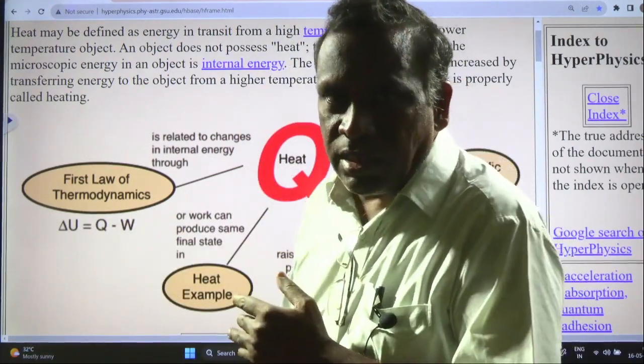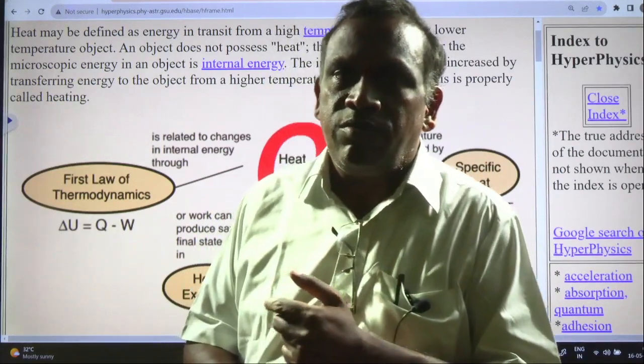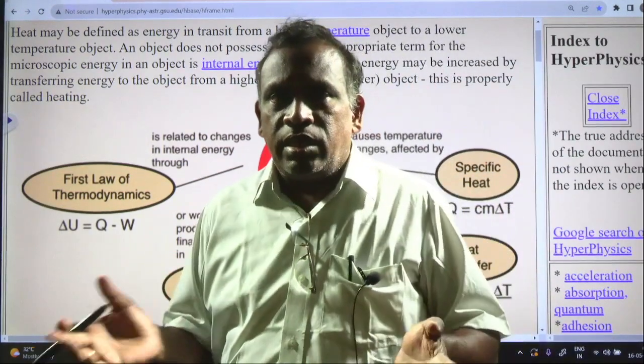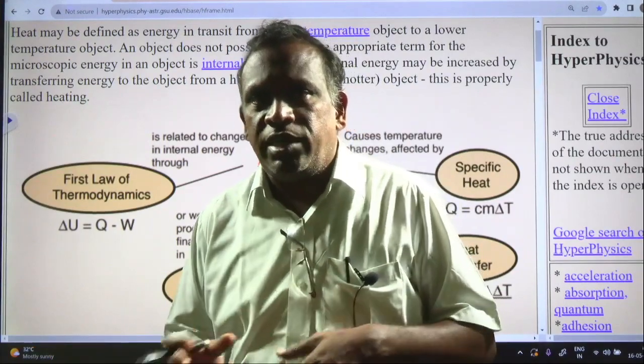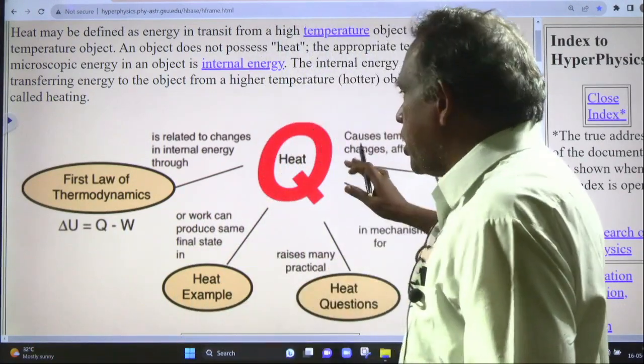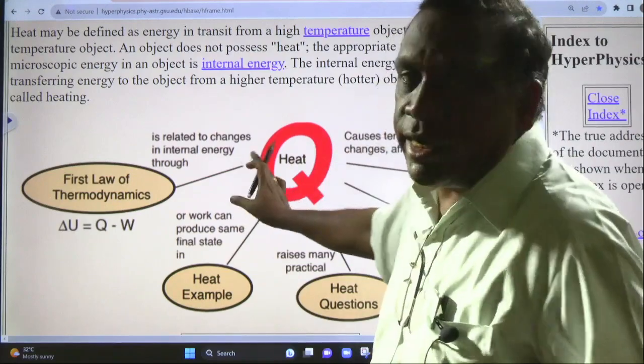Thermodynamics is a branch of physics which deals with heat and work, the conversion of heat and work, and other things. So thermodynamics is related to heat.